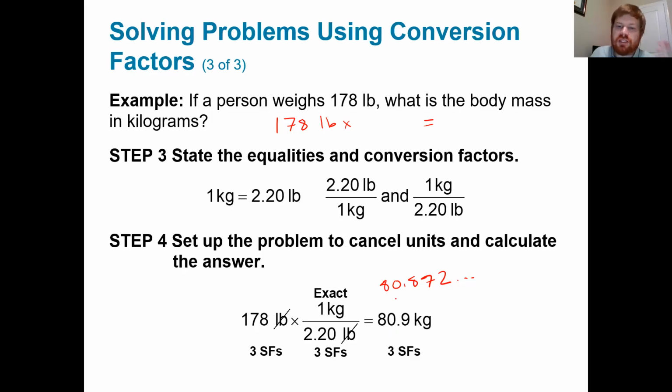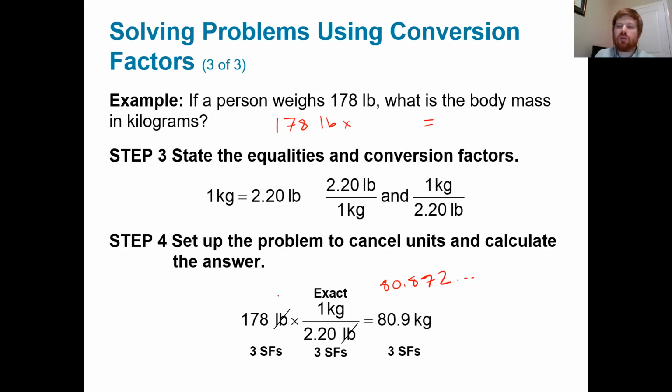This is where we apply our significant figure rules from the previous lecture. 178 pounds, how many significant figures? 1, 7, and 8, so 3 significant figures. 2.20, the 0 is a trailing 0 in a number that contains a decimal, so that is significant, so 3 significant figures.